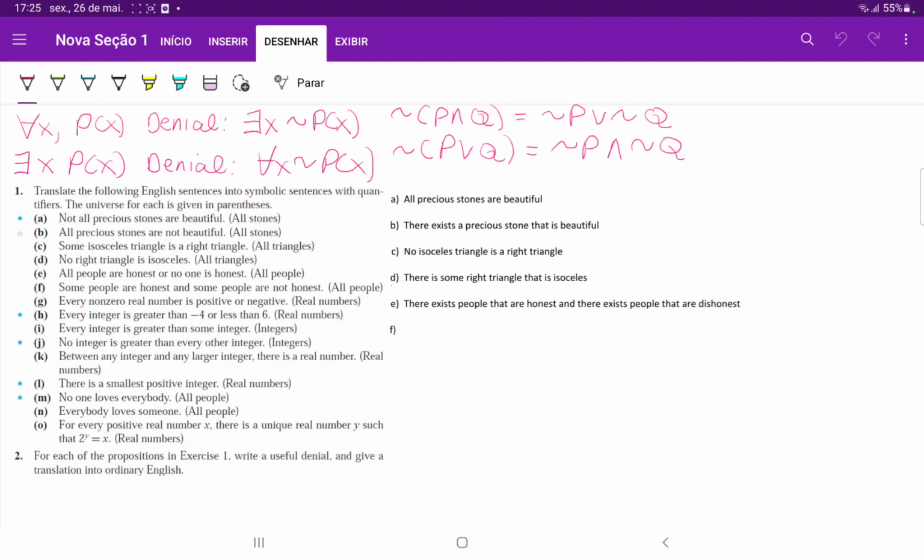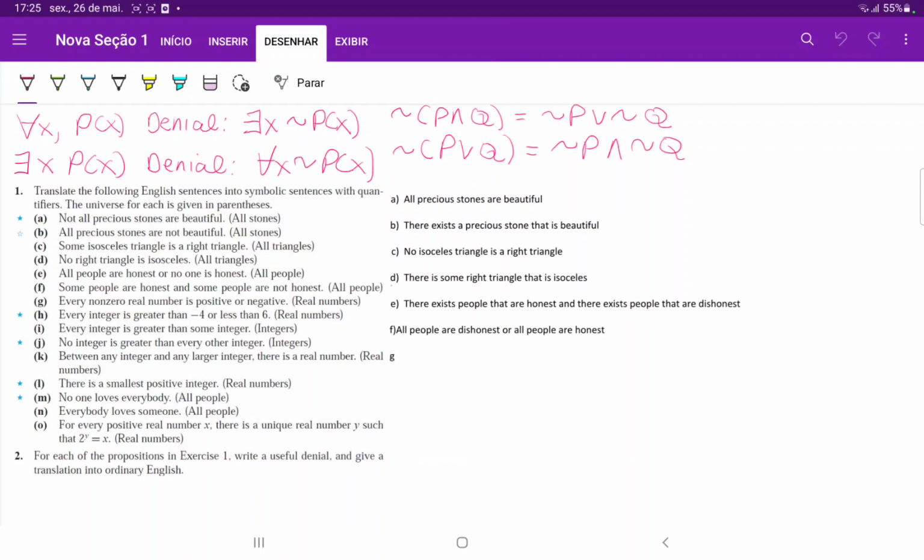For F, we have some people are honest and some people are not honest, right? So here we have the existential. We have existential, conjunction, existential. So we're going to do universal, disjunction, universal. So we're saying all people are dishonest, or all people are honest. Okay, that was our F.